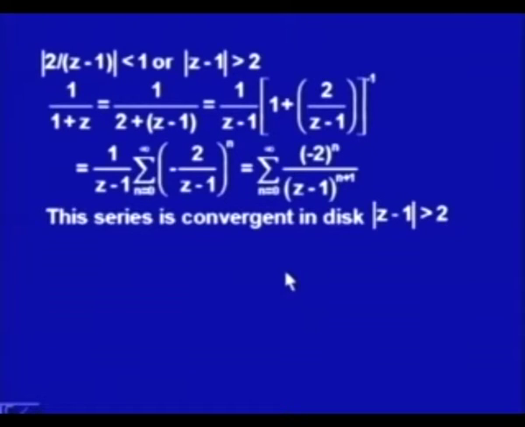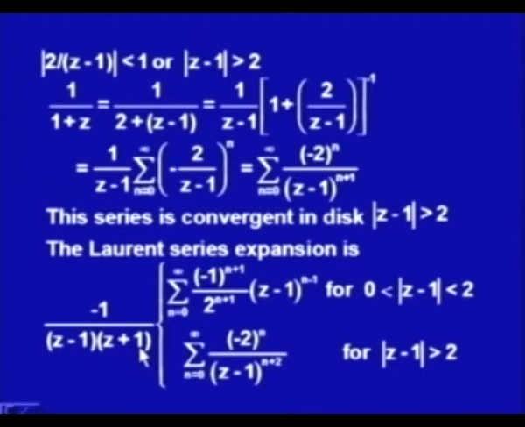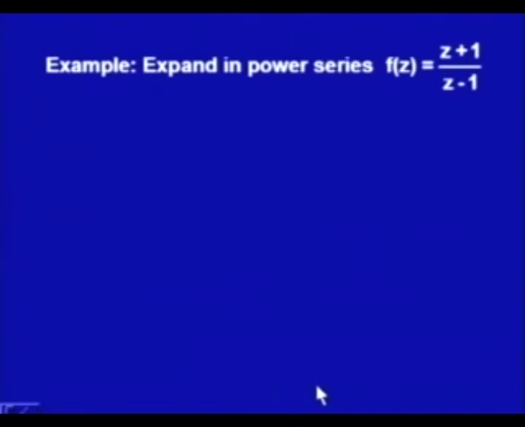So, this series is convergent in the disk when |z minus 1| is greater than 2. So, we have one representation inside |z minus 1| less than 2, and this is the representation when |z minus 1| is greater than 2. So, we have two representations, and the Laurent series expansion this way is given as minus 1 over z minus 1 multiplied by z plus 1 is represented by this power series in this region |z minus 1| lying between 0 to 2, and when modulus of z minus 1 is greater than 2, then we got this expansion. So, this is one example.